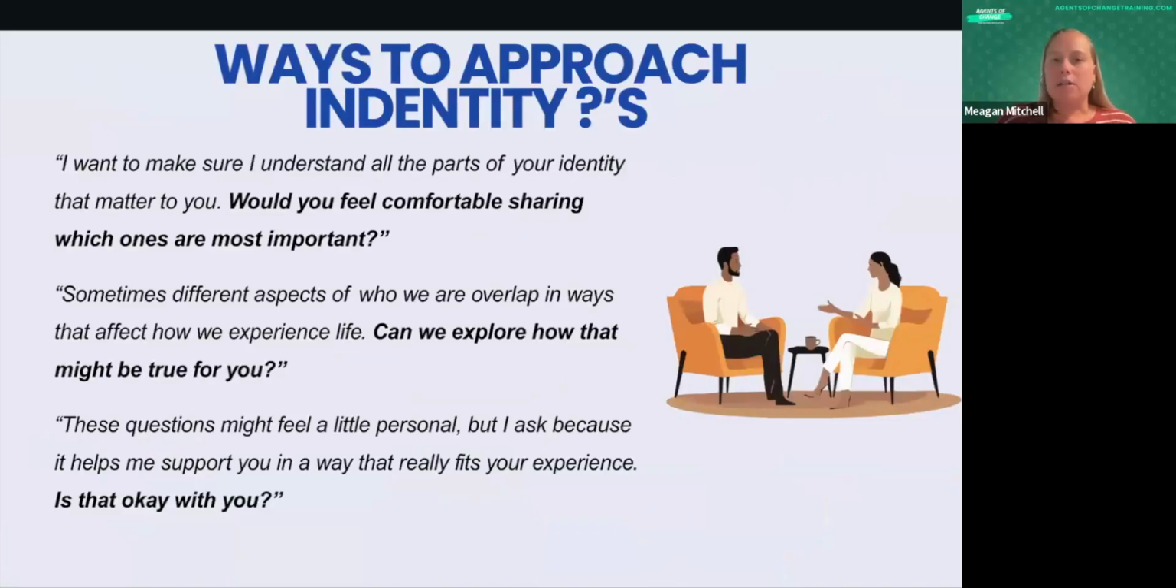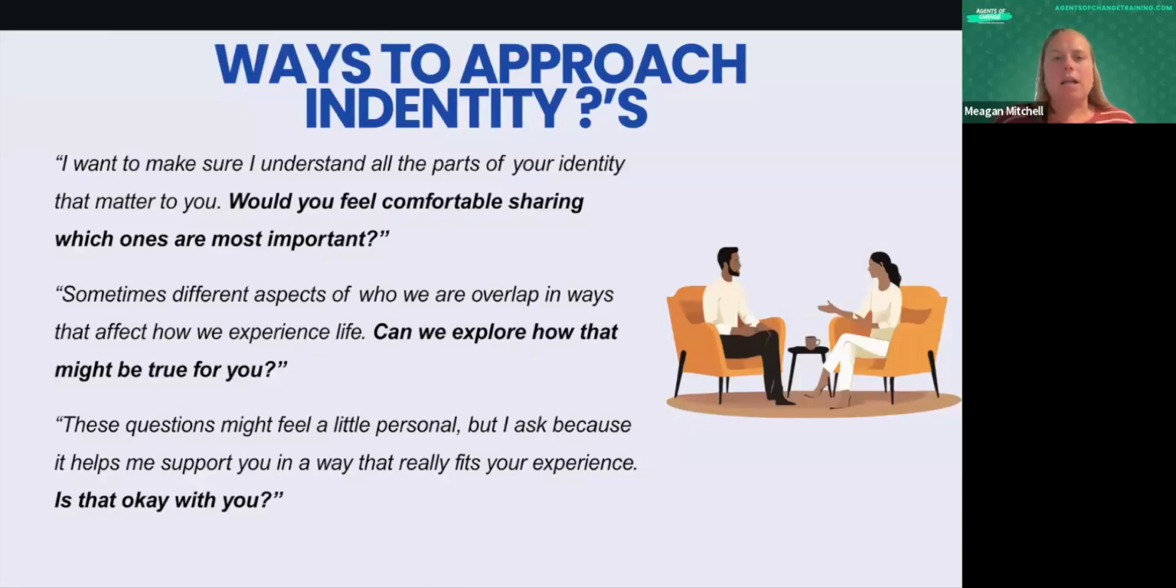I want to make sure I understand all the parts of your identity that matter to you. Would you feel comfortable sharing which ones are most important? What do you guys think of that one? Does that feel safe? Like it's encouraging them? If they might say, I don't feel comfortable, right? That's fine. That is a boundary that they set, right?